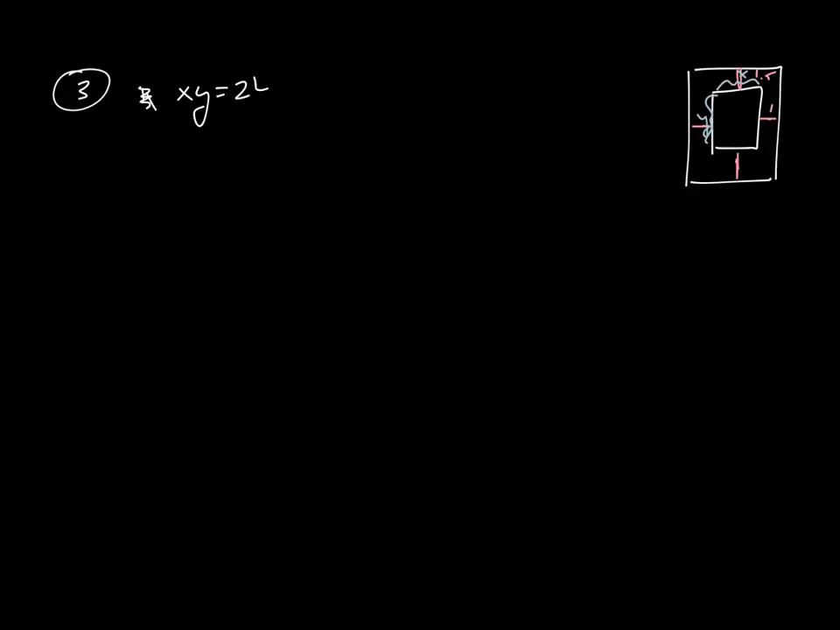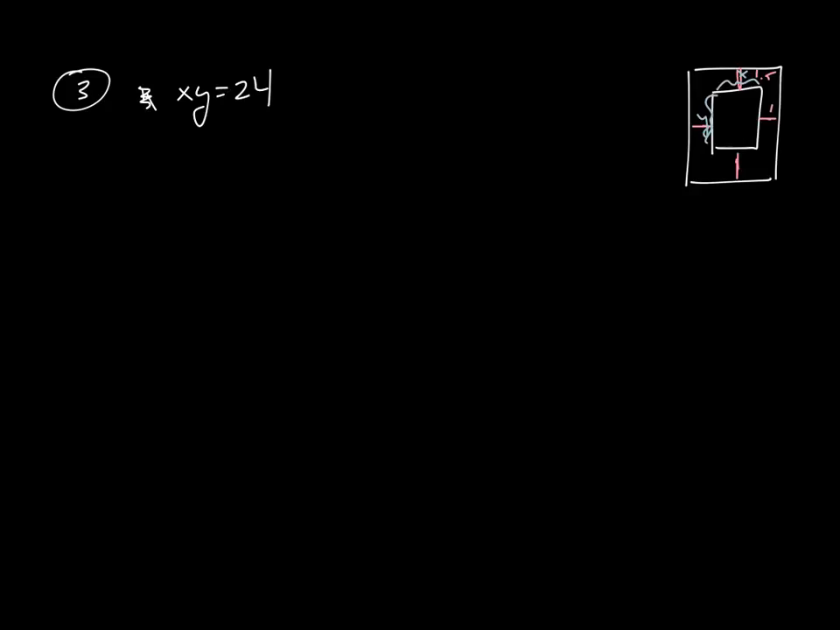All right, number 3, we've got our page with 24 square inches of print, and the margins at the top and bottom are 1.5 inches, and the margins to the left and right are 1 inch. So I'm going to call this dimension y, and that dimension x, which means that x times y must be equal to 24. So that's our secondary equation.